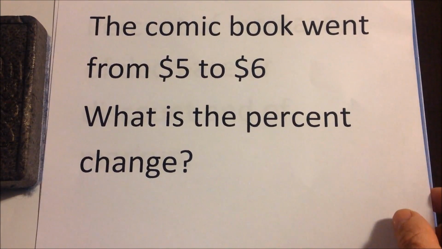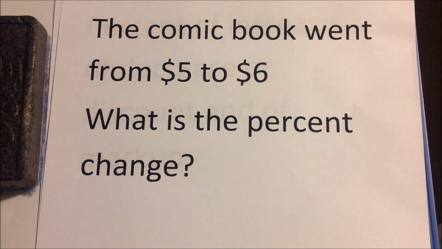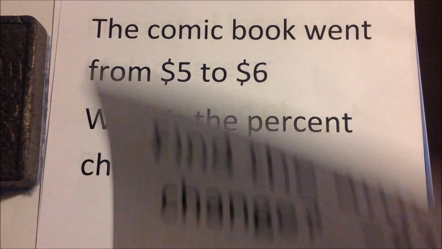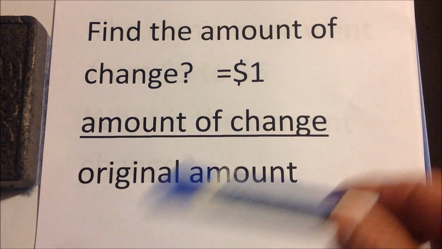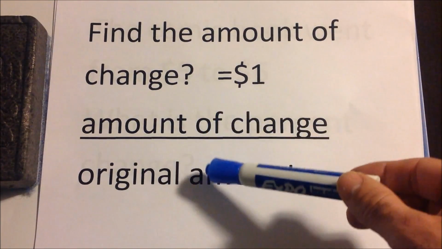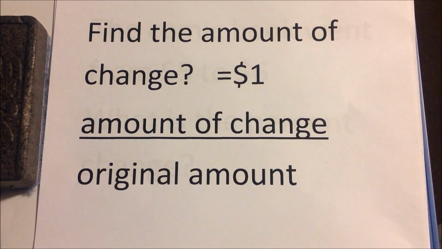Let's use an example. Let's say a comic book went from $5 to $6. What is the percent change? Okay, so all we have to do is find the amount of change, which is $1, and divide it by the original amount. This is the formula. This is all we do. We just divide, no matter what we're doing, increase, decrease, or markup.